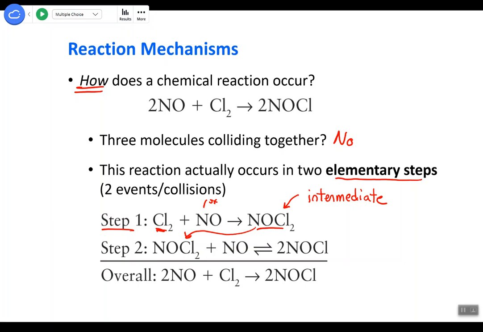If we froze this reaction part way through, we could probably collect some of that intermediate and detect that it actually existed. This intermediate then collides with the second molecule of nitric oxide to make our two desired products. Now, each of these steps is a one event thing. It's one action. It's an elementary step. Each of these steps has its own activation energy and specific rate constant.